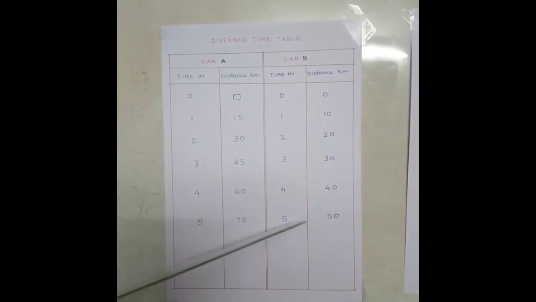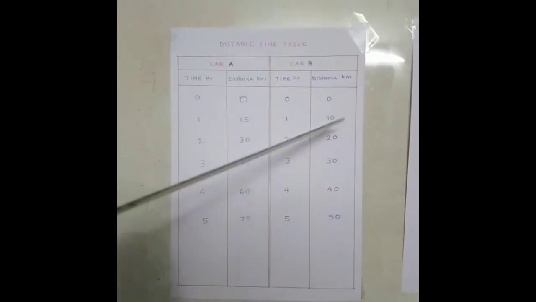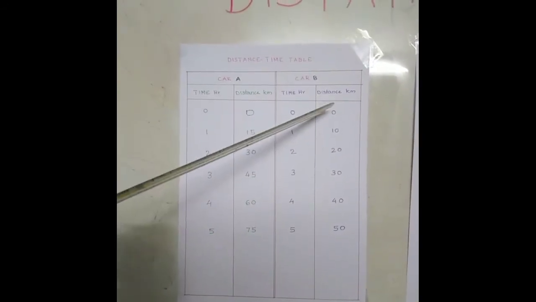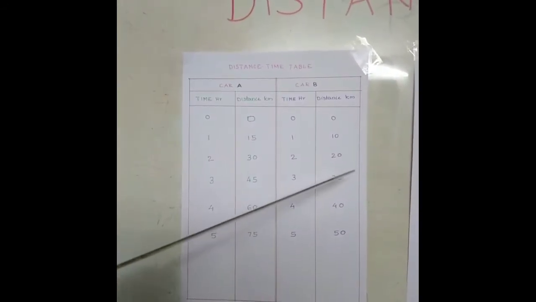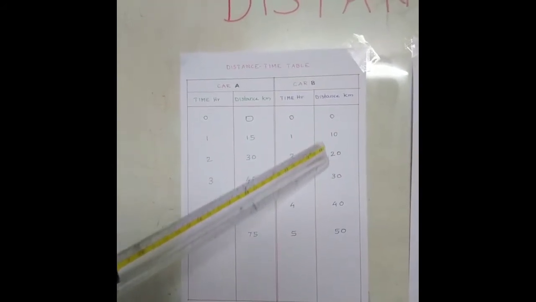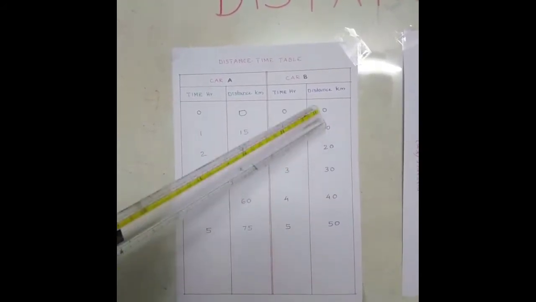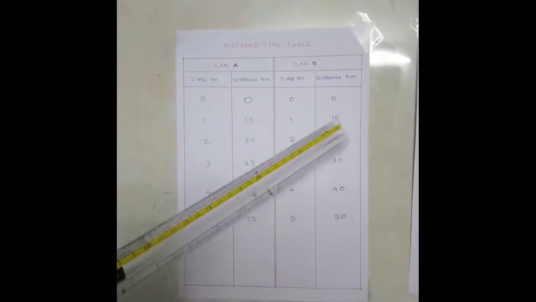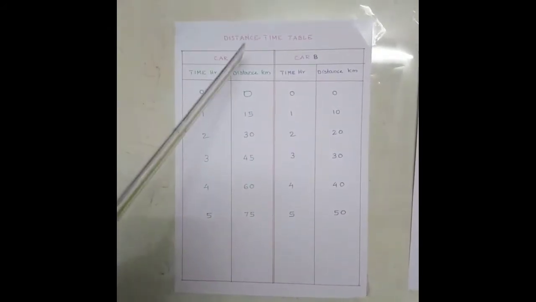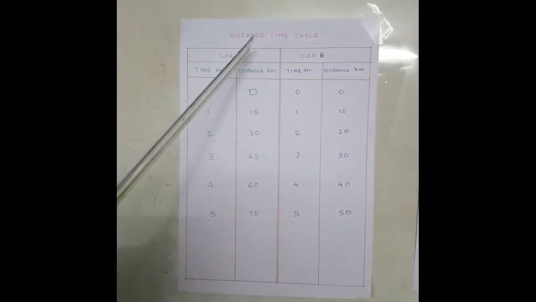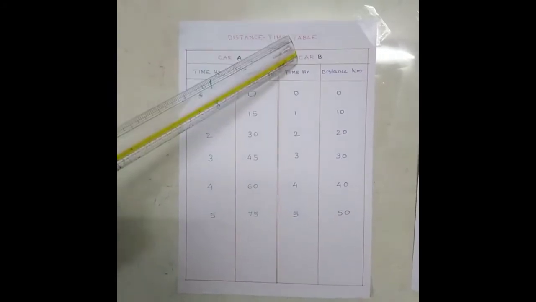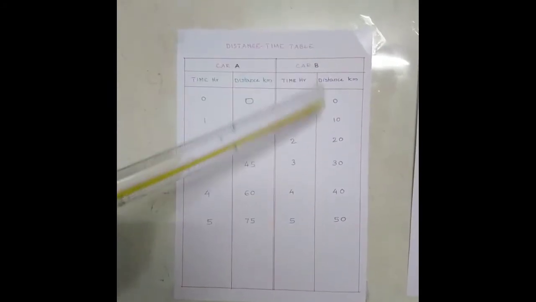So 50 divided by 5, 10 km per hour. 10 divided by 1, 10 km per hour. 30 divided by 3, 10 km per hour. Every time when you calculate the speed, we can see that the car is traveling with again uniform motion, uniform speed of 10 km per hour. That means car A travels at a speed of 15 km per hour. Car B travels at a speed of 10 km per hour.